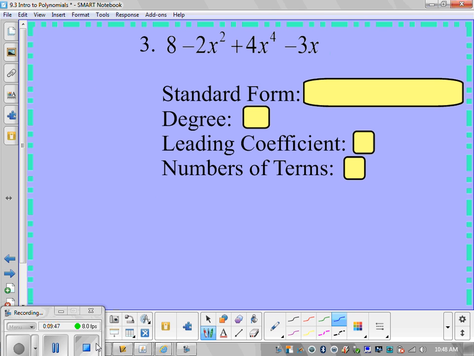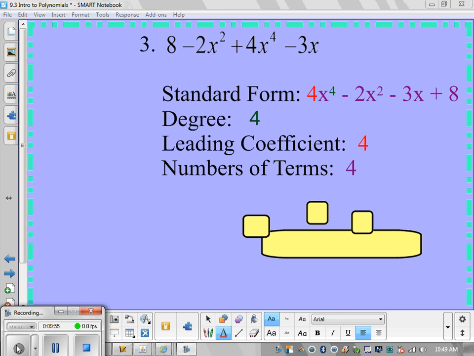Here's another example I'd like you to practice, basic vocabulary and applying it to your polynomial. Pause and come back and then check yourself. All right, how did you do? When you rewrote it in standard form, did you come up with 4x to the fourth minus 2x squared minus 3x plus 8? That is a fourth degree polynomial because the highest exponent is 4.